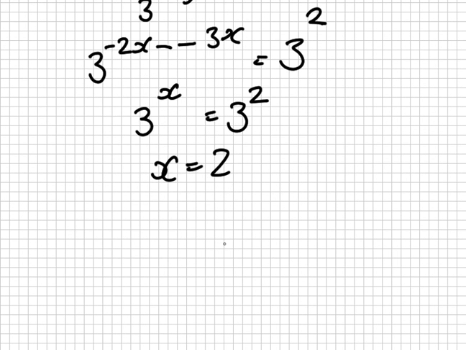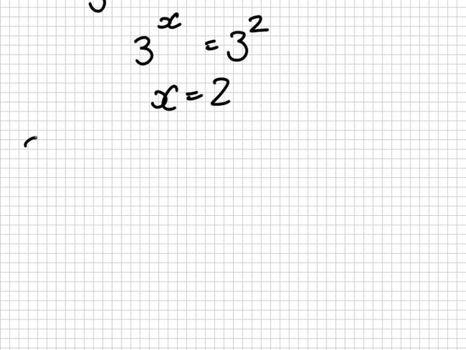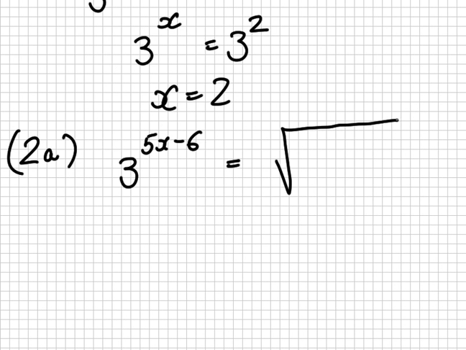Okay, we'll go on to some more difficult ones now. So 2a is an example. 2a. 3 power 5x minus 6 equals square root 81 power 2x plus 6. So this one's a little bit tricky, but still the same ideas.